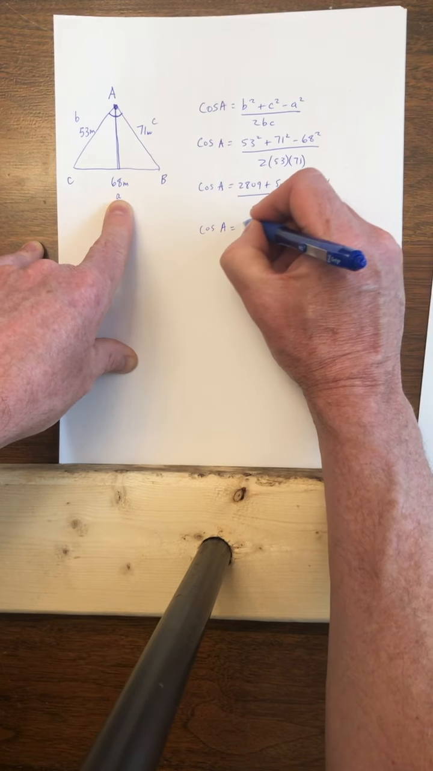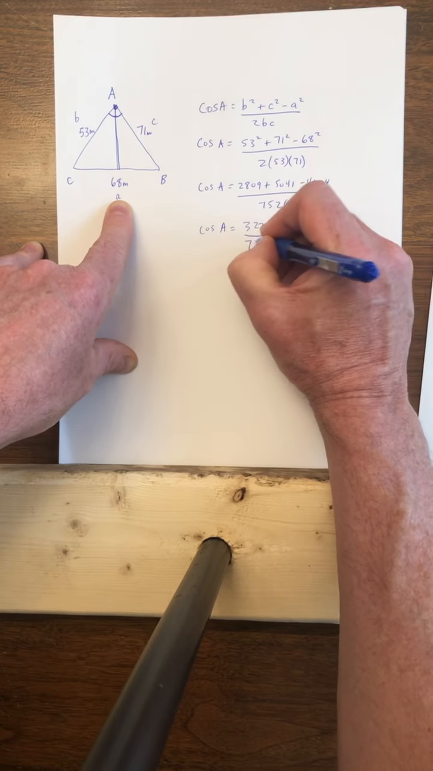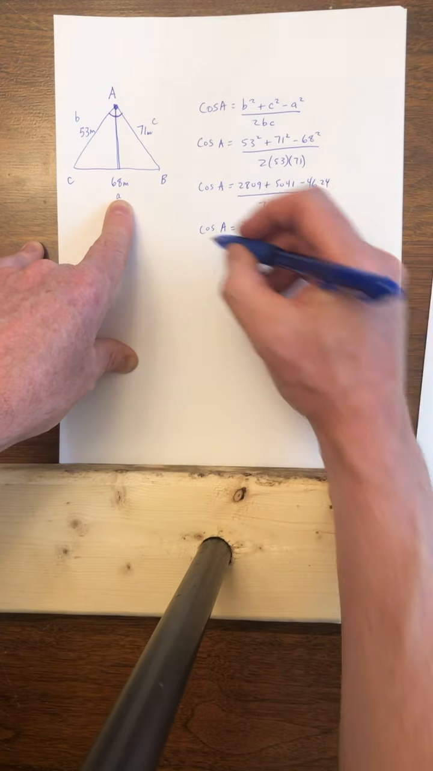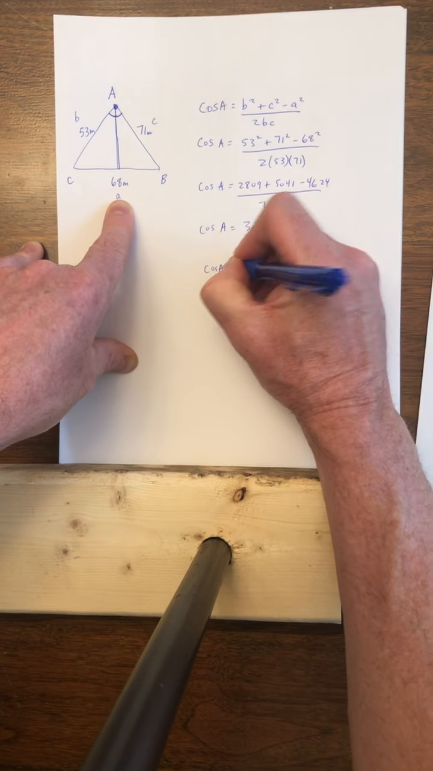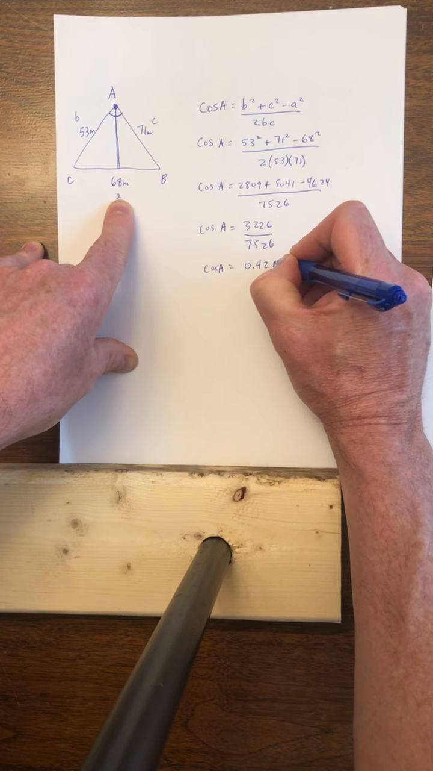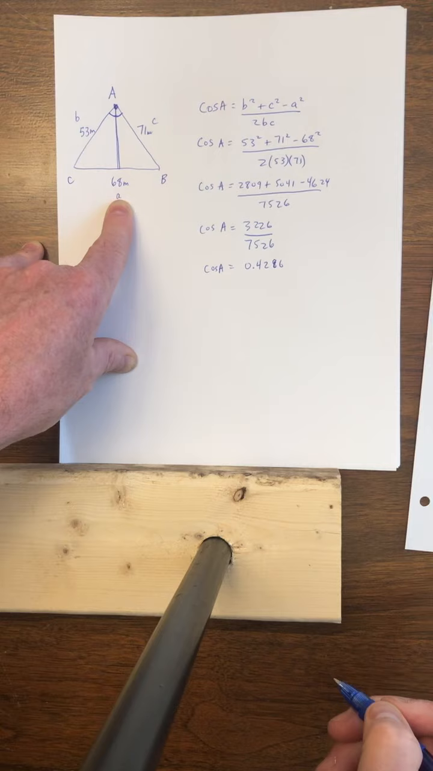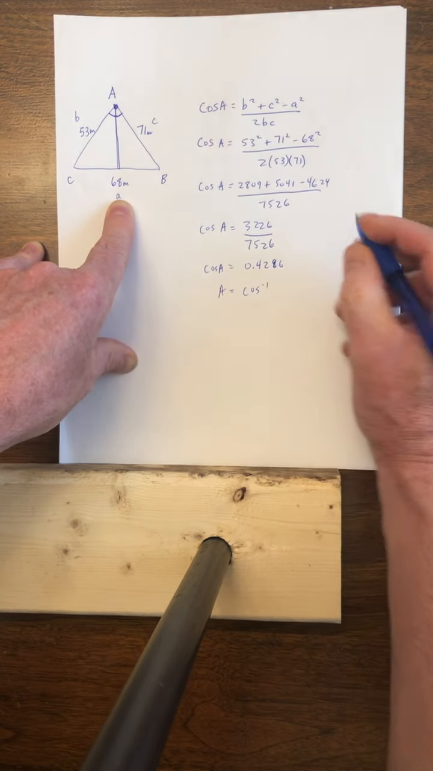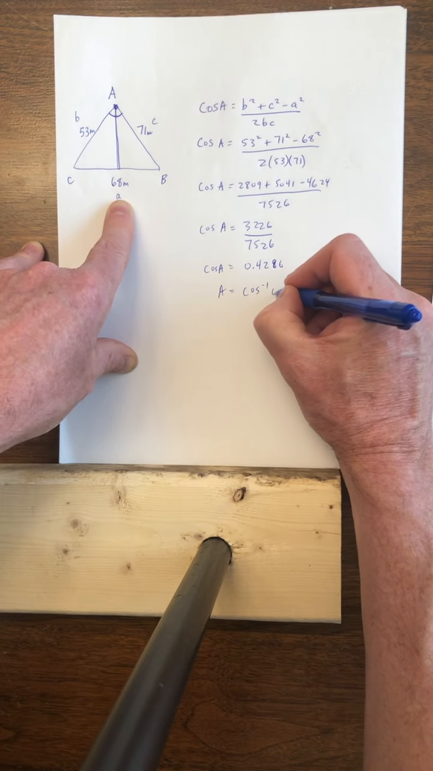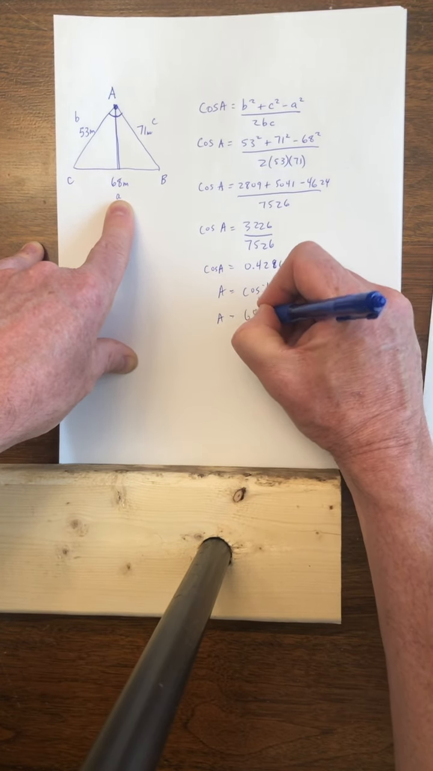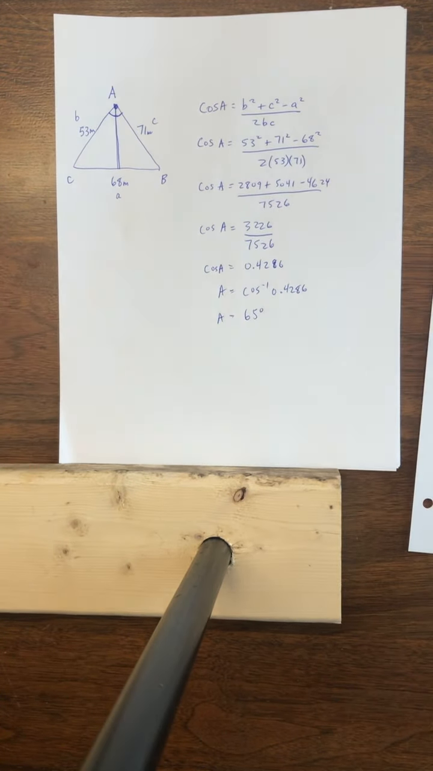Continuing to simplify, we get 3,226 on top. And cosine A, divide those up, rounding to 4 decimal places. We get 0.4286. A would be, use the inverse cosine function. And we discovered that that camera has a 65-degree range of motion.